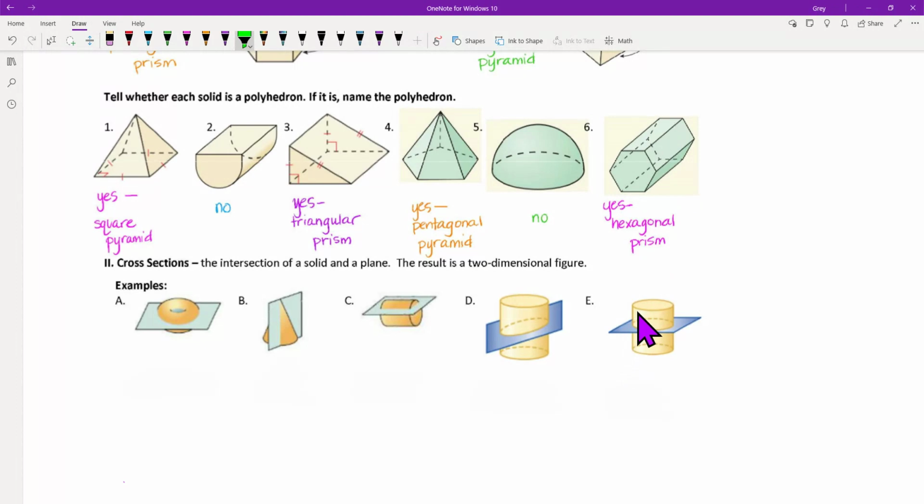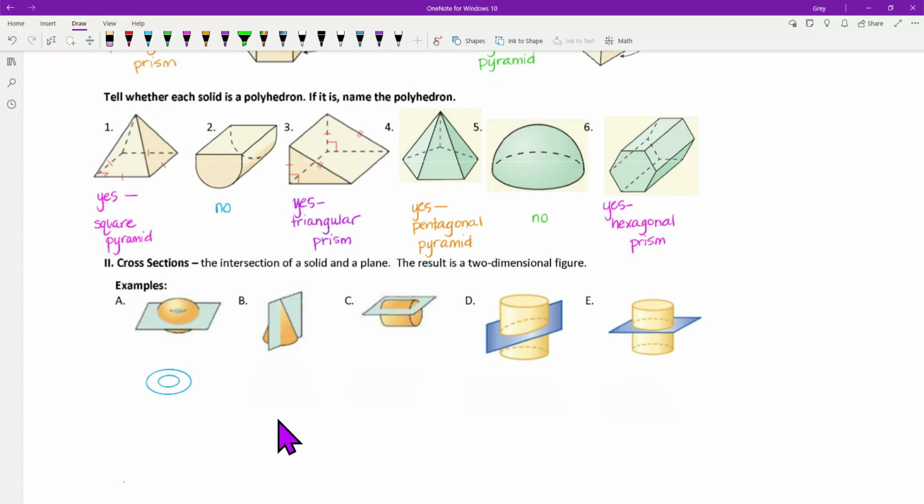You've got to be able to look at a picture, y'all, and know this is just building into your math learning in your future. Cross sections, the intersections of a solid and a plane. The result is a two-dimensional figure. So if I have this, for lack of a better word, donut, a real live donut, and I slice it with a knife or a plane, if you think about what's going to show up on that knife, it's going to look like a two-dimensional donut.